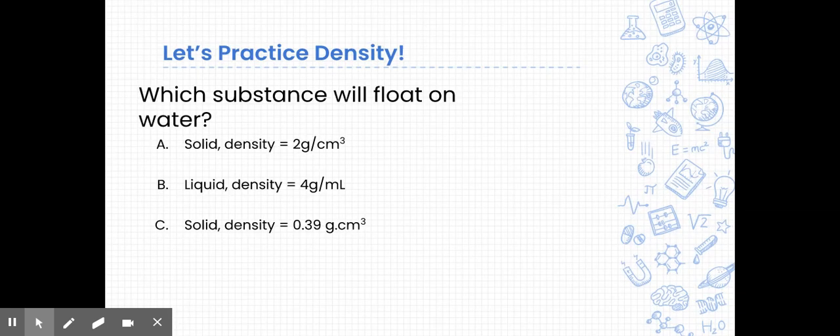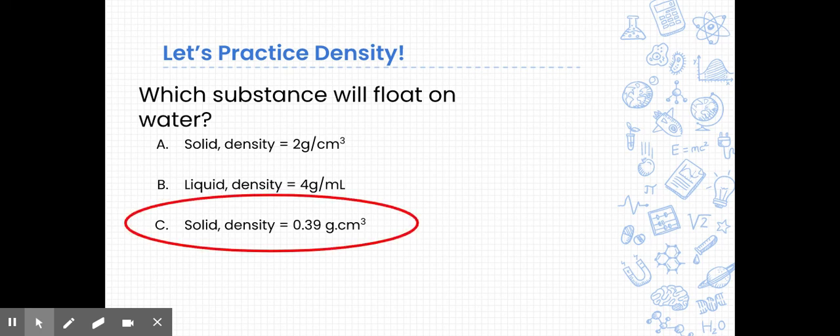So which substance is going to float on water? Well, it's pretty simple. Which one is under 1? And that would be this one. There is an error that a lot of people make, thinking that if something is liquid, it cannot be more dense than water, but that's not true. Take some syrup and pour it into some water, and you'll see that it sinks.